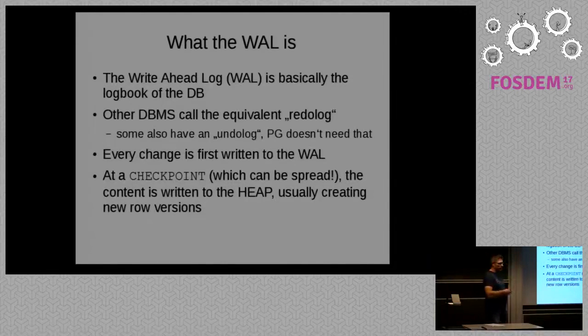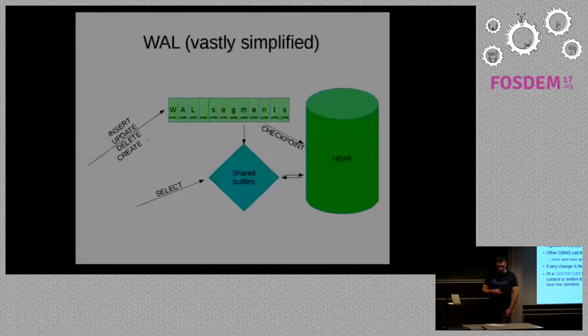Add a checkpoint, and the checkpoint can be basically spread over hours, so it's not really a point. The content of the WAL is written to the actual heap, so your actual data files, right? And that creates new row versions. Simplified, this is the WAL, split in 16 megabyte segments. At a checkpoint, it goes to the heap, it goes to the shared buffer straight away, so that you can actually use the data with other sessions.